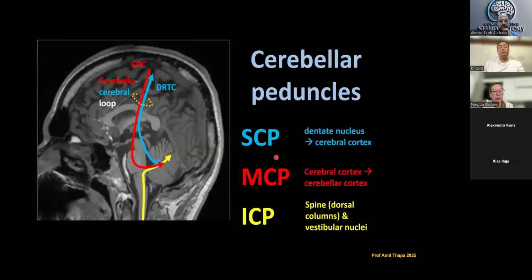So these cerebellar peduncles actually act like cerebellar loops, so as to keep the information flowing from the cerebrum when it goes into the spinal cord, and from the spinal cord when it goes to the cerebrum through the cerebellum.